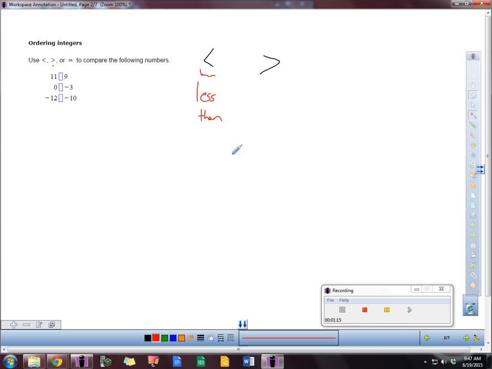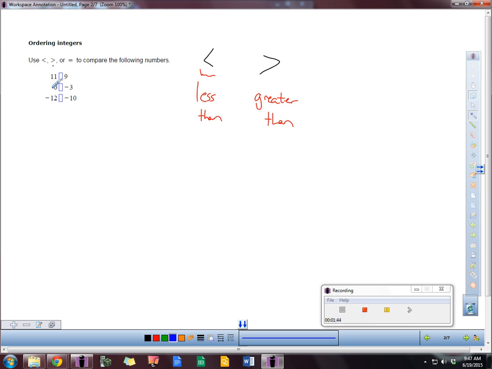Because of that. Well, if I employ that same type of thinking here, we have a sign, and it looks like it's bigger on the left than the right. So if it's bigger on the left than the right, then that would be a greater than sign. Alright, so that's the difference between the two. Now, what we have to do here is just fill in the gaps. Use a less than sign, a greater than sign, or an equal sign to compare the following numbers.